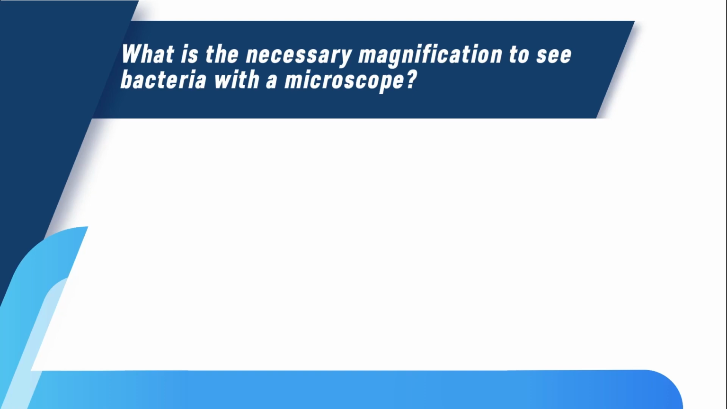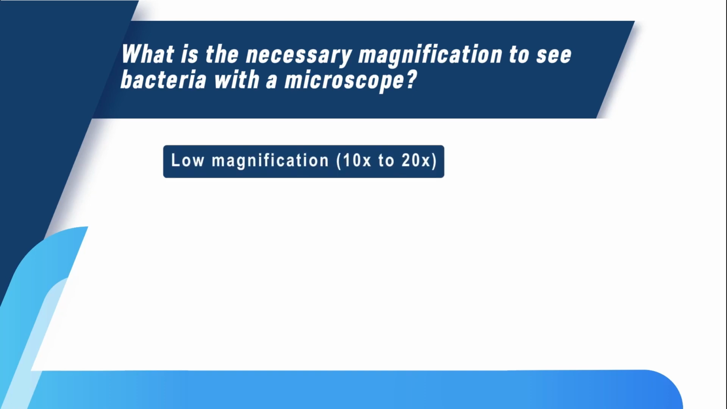The most commonly used magnifications for viewing bacteria are low magnification, 10x to 20x. This magnification is useful for locating and surveying the bacterial sample on the microscope slide. It provides an initial overview of the distribution and arrangement of the bacteria.